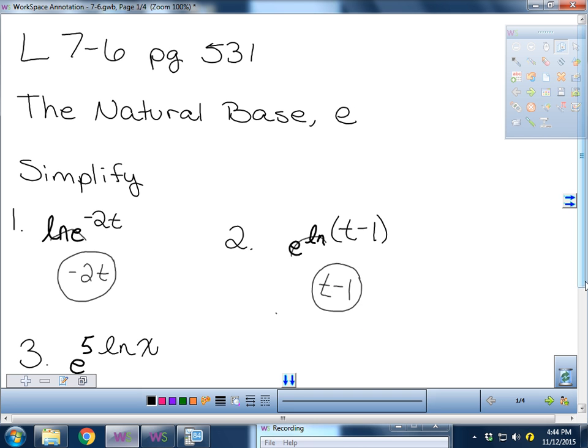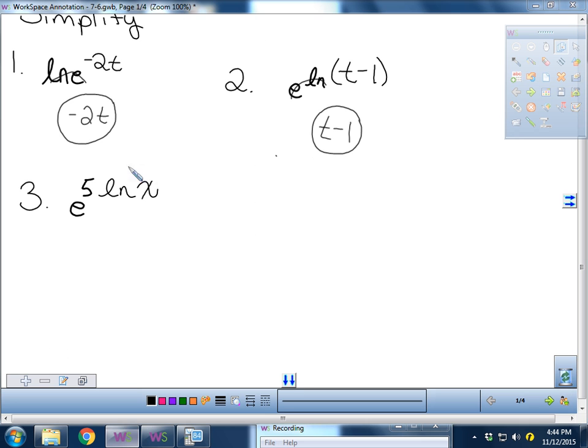Number 3 is just a little bit different, though. In number 3, e is not exactly raised directly to the ln, and that poses a problem. You have this 5 that's stuck out in front. So remember that property that says if I take the log of something that has a power, I can move the power to the front? Well, the same thing applies. You can go backwards. I can move that power back to the exponent.